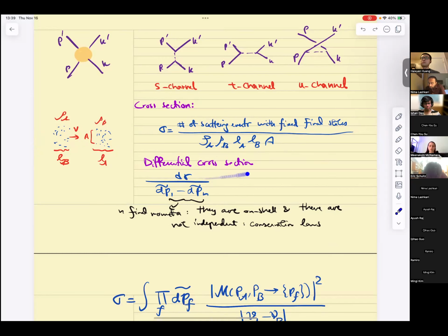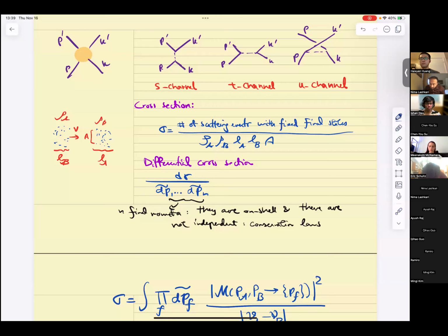So we define the differential cross-section. This is when we ask what is the cross-section when the outgoing final states are, for example, P1 to Pn, right? So this is for an infinitesimal range of P1, an infinitesimal range of P2, and so on and so forth. What is this cross-section, right?